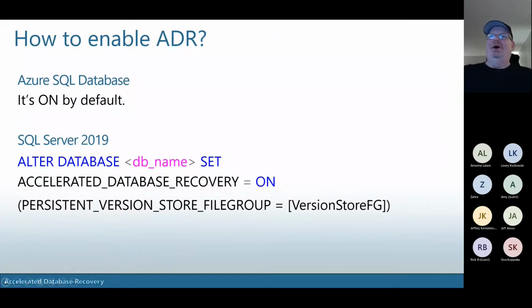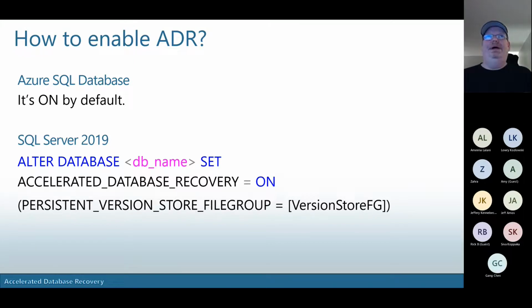Okay. So before we get into the components, how do you turn it on? Well, Azure SQL Database, you don't have to do anything at all. It's on. I think you can turn it off, but you can just leave it on. Again, platform as a service, Azure SQL Database, Microsoft manages your backups and recovery process, they'll leave it on so they can do it there. But for 2019, it is not on by default, but you can turn it on. Just type in ALTER DATABASE, the name of your database, SET ACCELERATED_DATABASE_RECOVERY = ON.